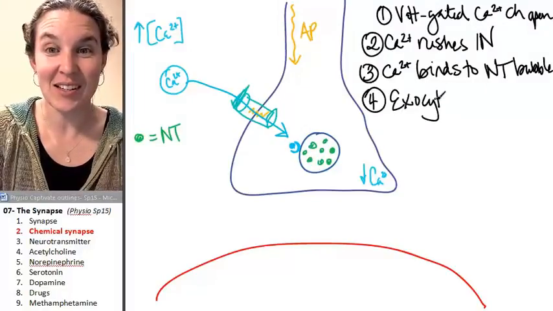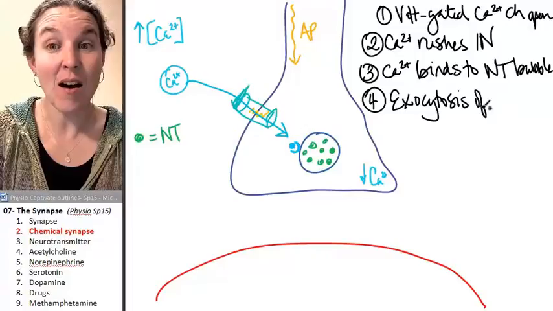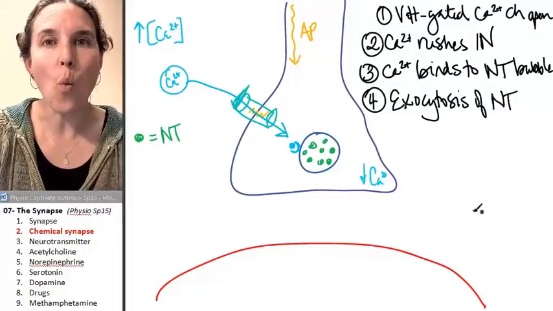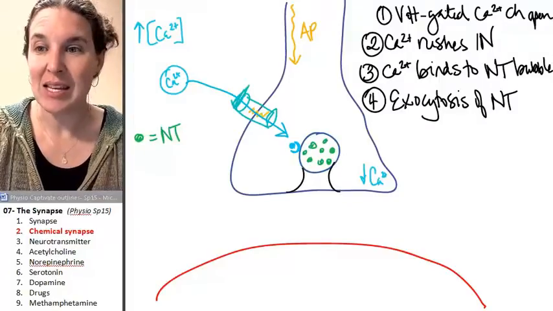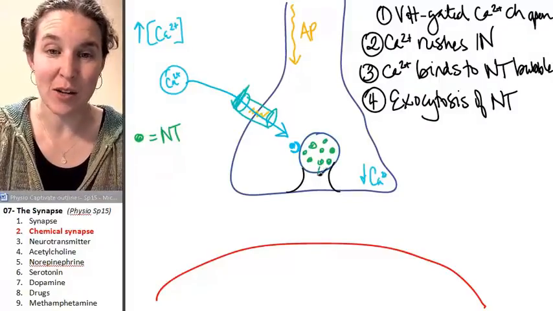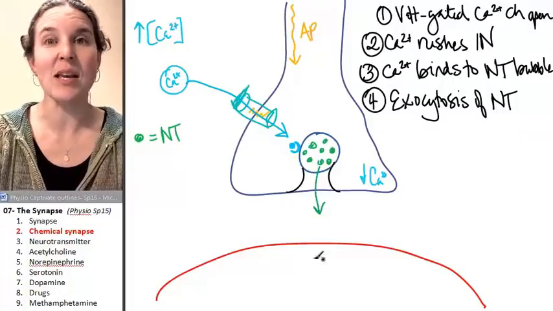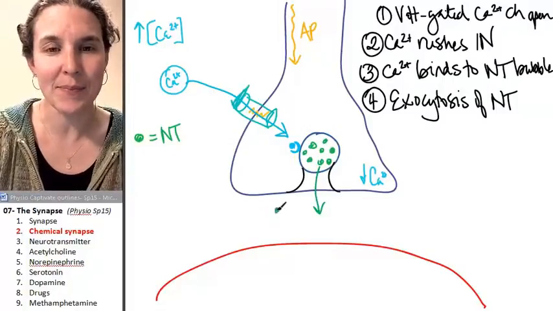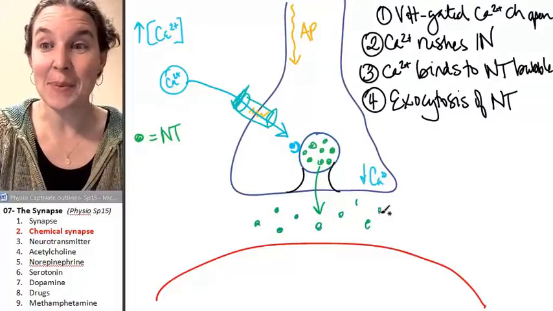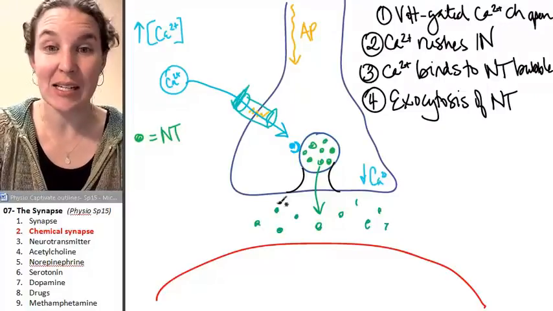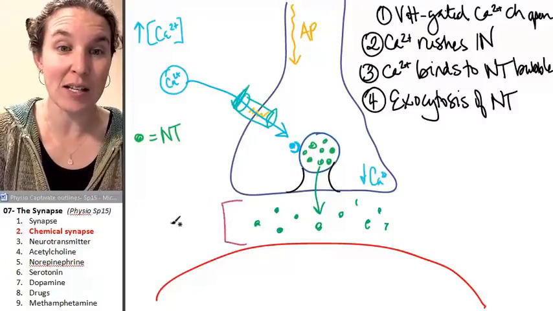Exocytosis of neurotransmitter. Where? Dude, all we're going to do is dump neurotransmitter through the process of exocytosis into the synapse. Remember, the synapse is this space. This right here is my synapse.